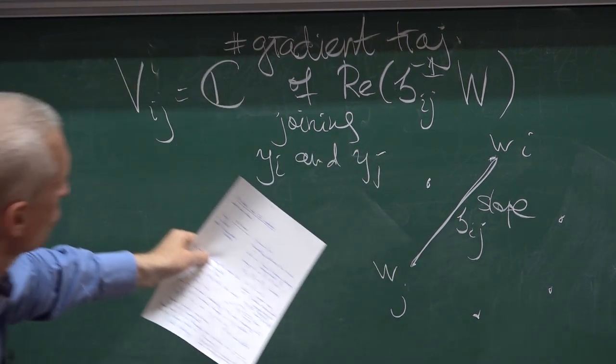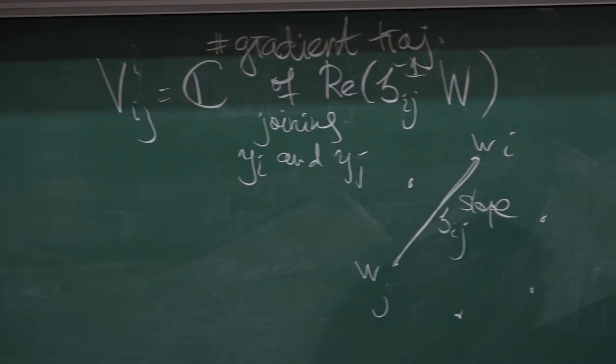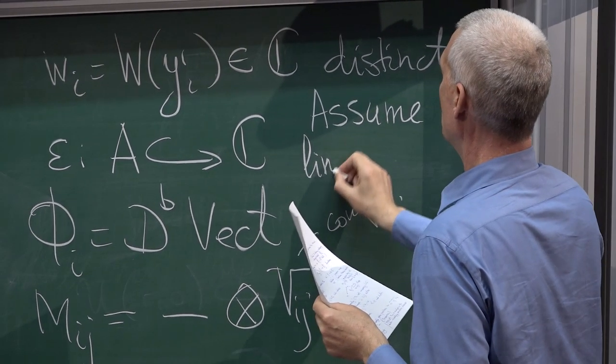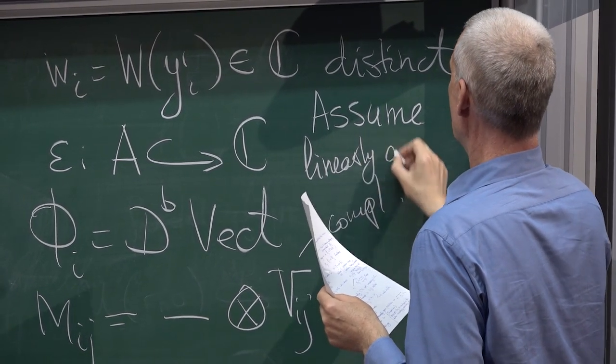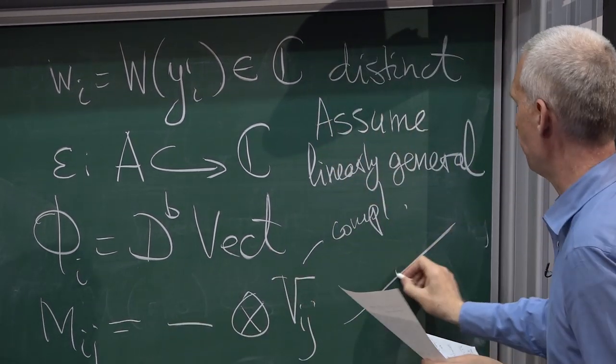And we assume also that the set A is in linearly general position. So assume linearly general position, so that means no such things.